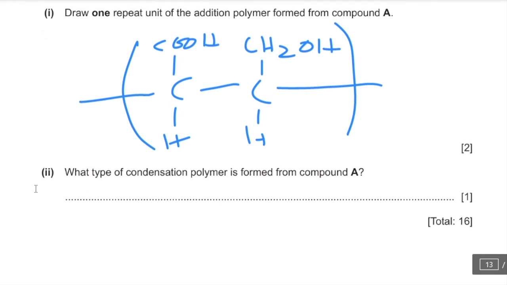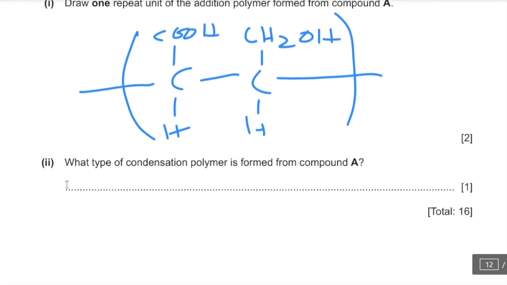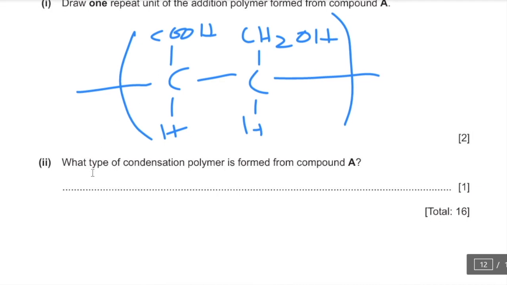2. What type of condensation polymer is formed when formed from compound A? This is a polyester polymer forms because it results in ester bonds.